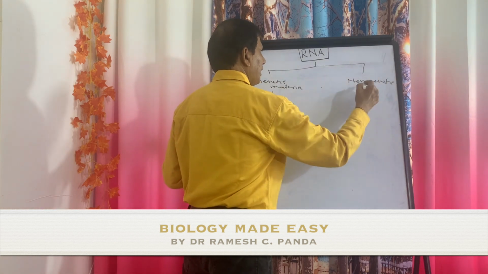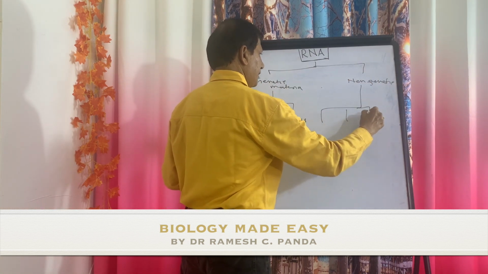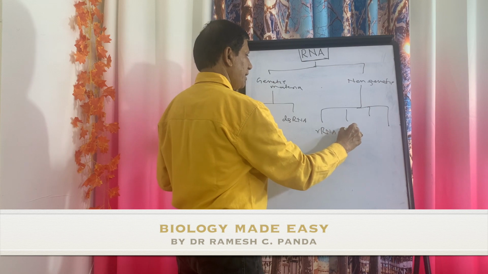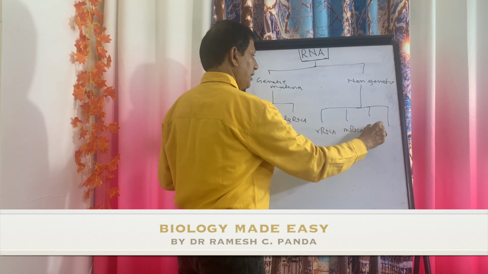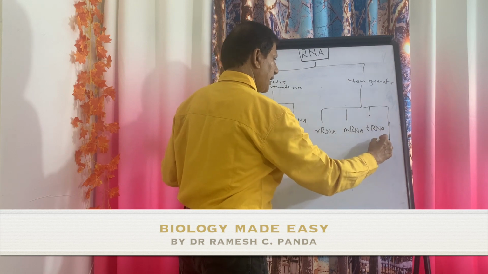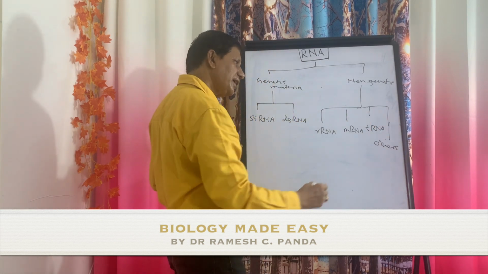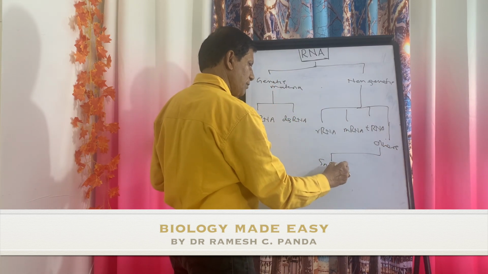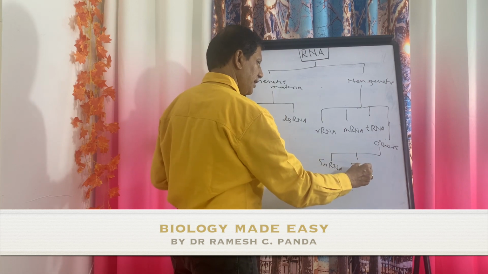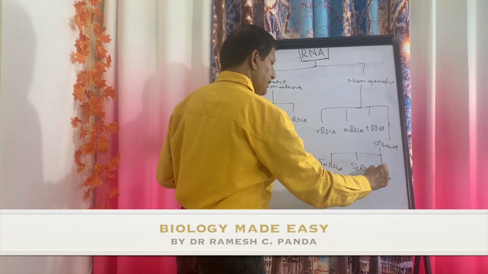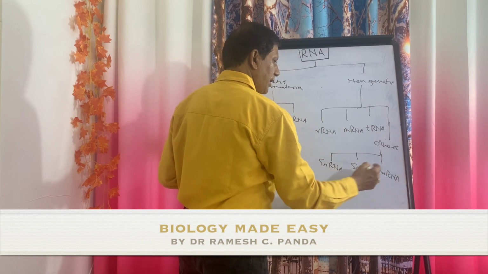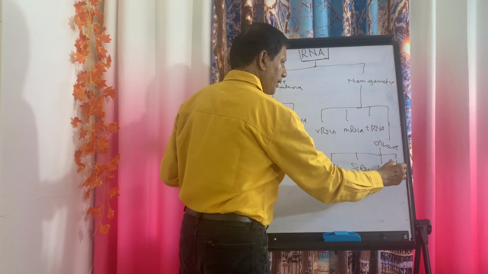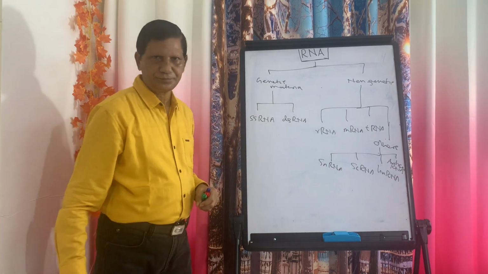But the non-genetic RNA is again of different types. One is rRNA, second one is mRNA, third one is tRNA, and fourth one we can write others. In others again we can get different types. It may be snRNA, small nuclear RNA, scRNA, small cytoplasmic RNA, hnRNA, heterogeneous nuclear RNA. We can get antisense RNA. We will come back to all these types of RNA during the course of our discussion.